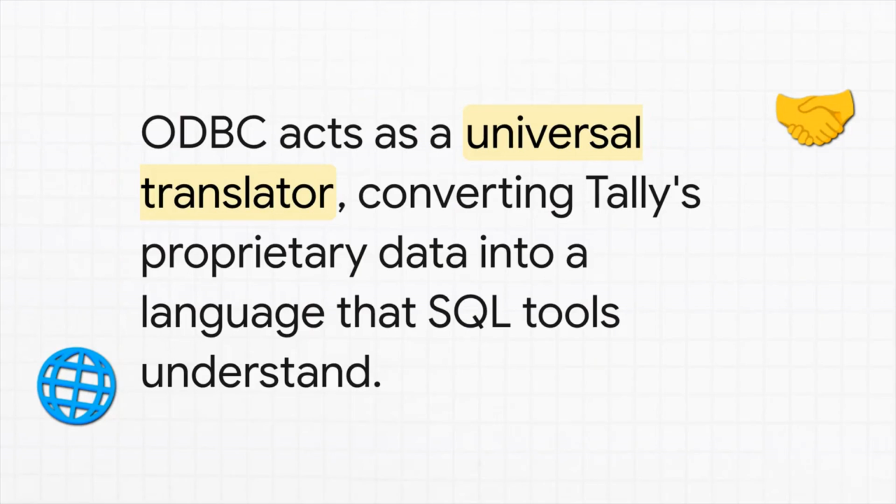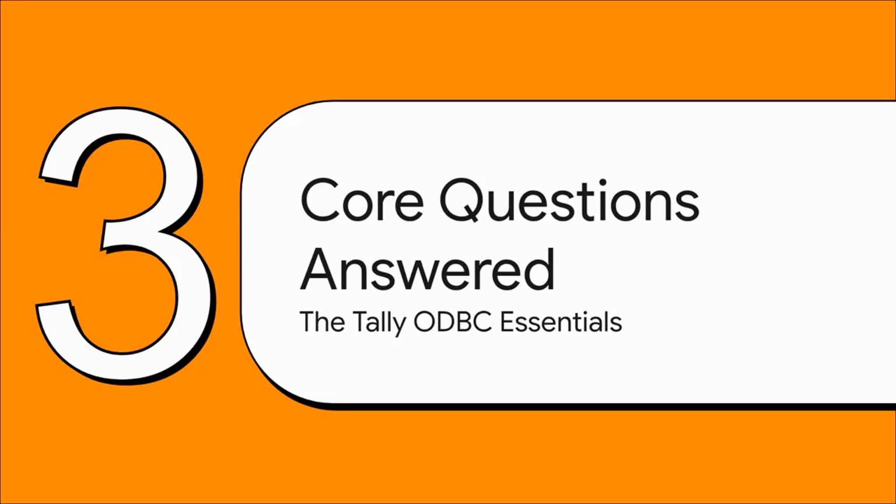And this is the best way to think about it. Tally has its own unique way of storing data, its own secret language, if you will. What ODBC does is act like a real-time universal translator. It takes Tally's language and, on the fly, translates it into standard SQL, a language that tools like Excel, Power BI, and Tableau speak fluently. It is literally the key that unlocks your data. So that all sounds great in theory, but how does it actually work? Let's get practical and answer some of the most common questions you probably have about using Tally's ODBC feature.